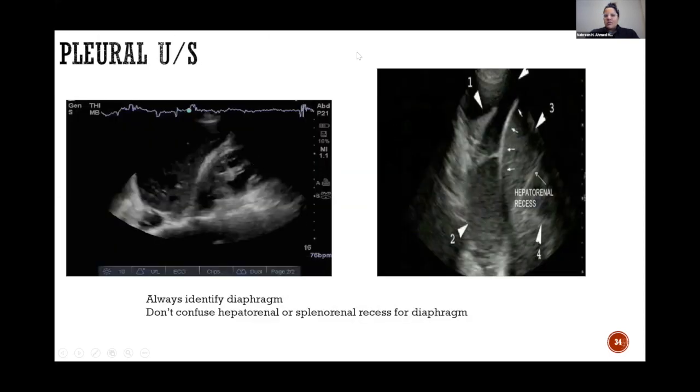One of the most important things with lung ultrasound is always know where you are in the body, especially in this particular zone of the body where you're looking at the diaphragm. What you're seeing here on the left-hand side is the kidney and the liver, and here is the hepatorenal recess. If you weren't entirely sure, you might think that this hepatorenal recess is actually the diaphragm, and you could imagine accidentally calling what's above it a pneumonia, which is not true.